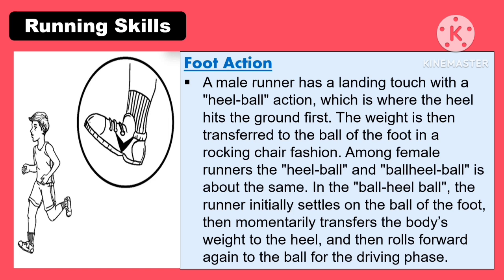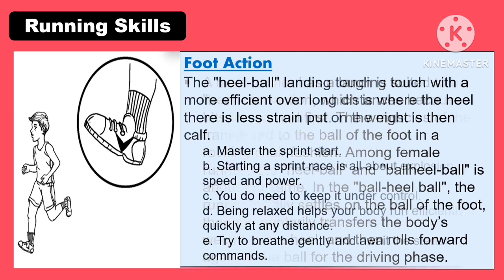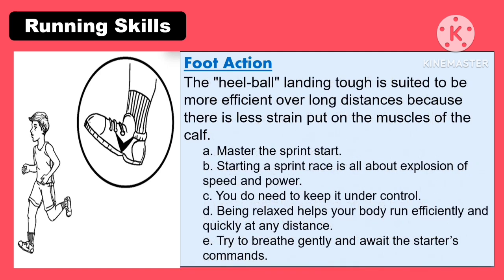In the ball heel ball, the runner initially settles on the ball of the foot, then momentarily transfers the body's weight to the heel, and then rolls forward again to the ball for the driving phase. The heel ball landing style is suited to being more efficient over long distances because there is less strain put on the muscles of the calf.